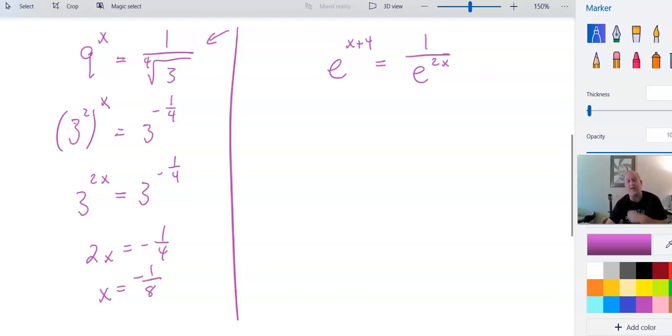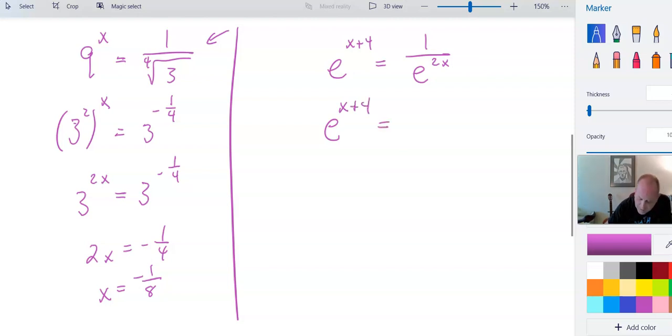Now, if we look over here, we've changed the base, right? We have a base e now instead of a base whatever, right? So we have e as a base. That doesn't change anything, right? We still want to just make sure we have the same base on both sides, and we set the exponents equal to each other. So the left-hand side already has a base of e.